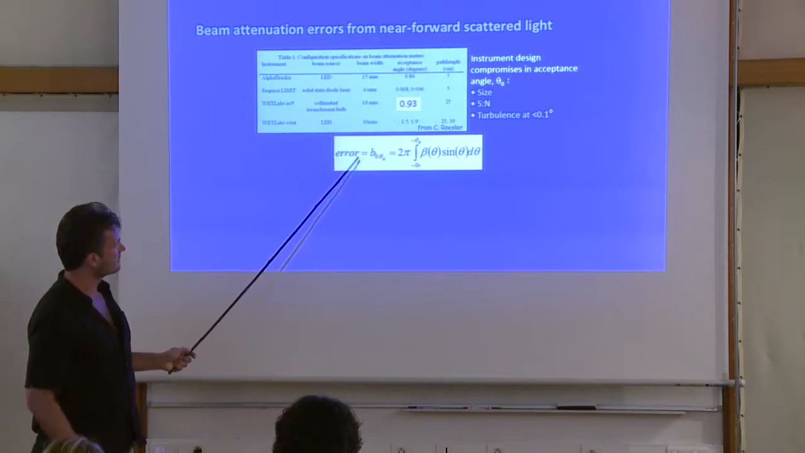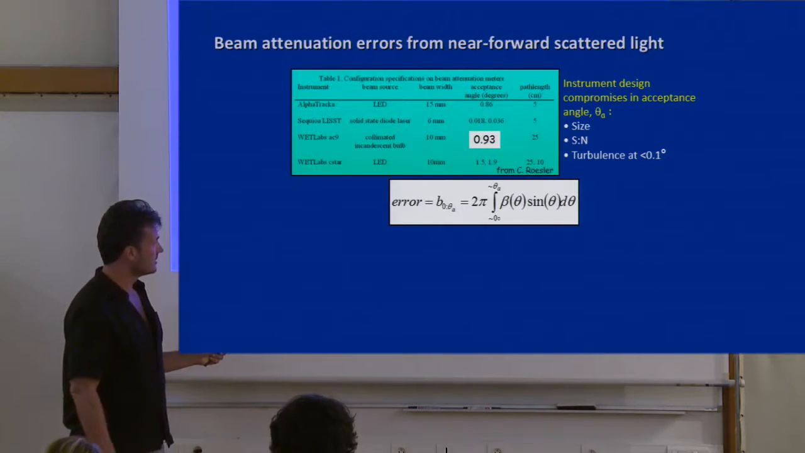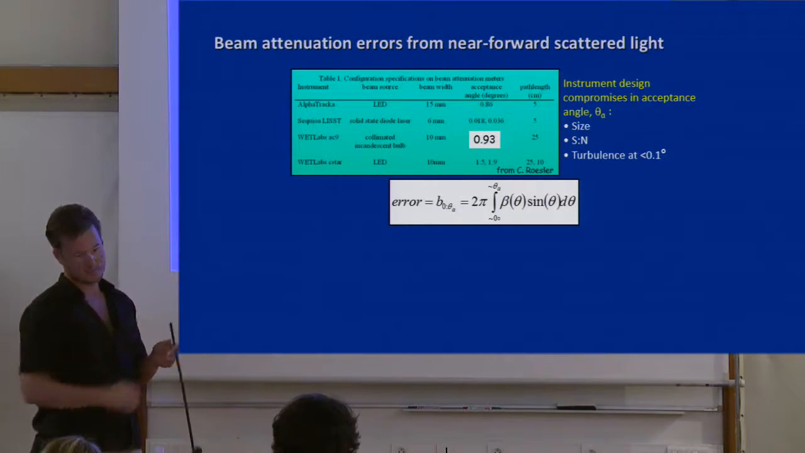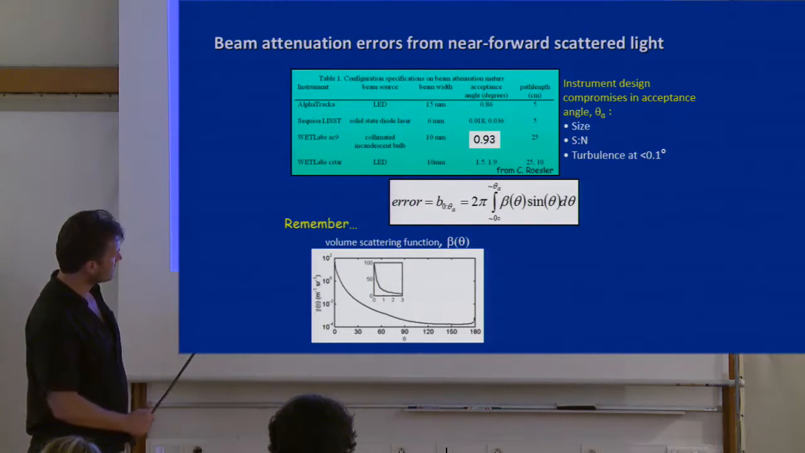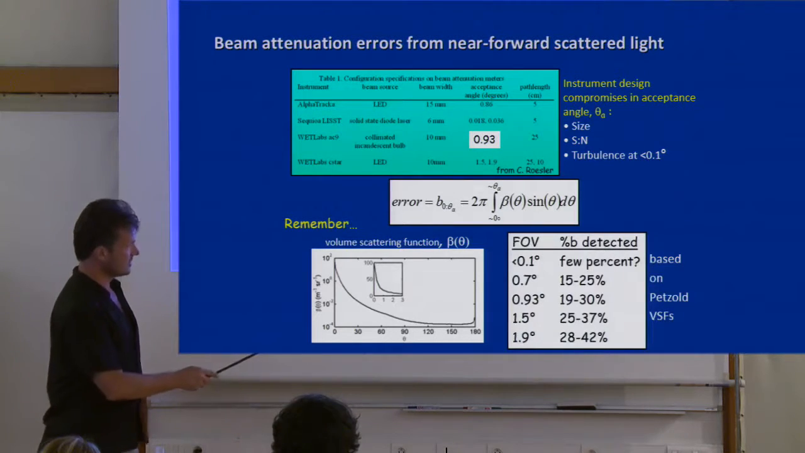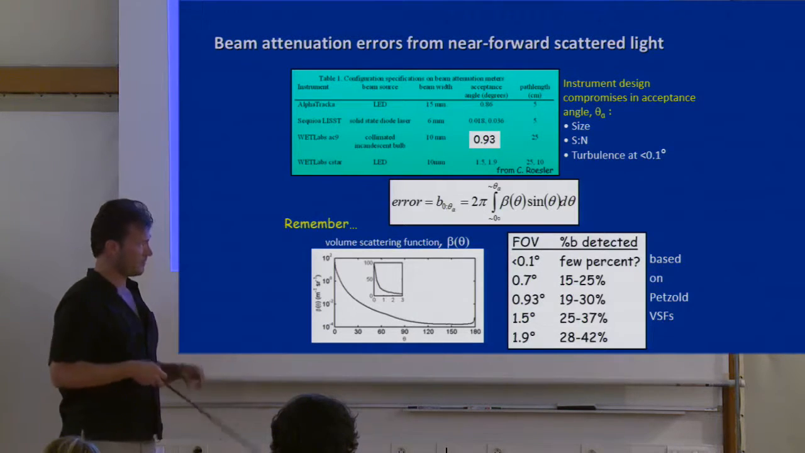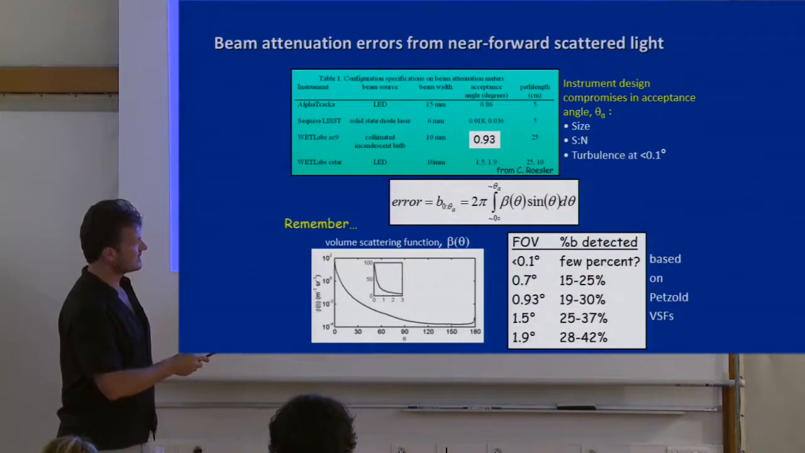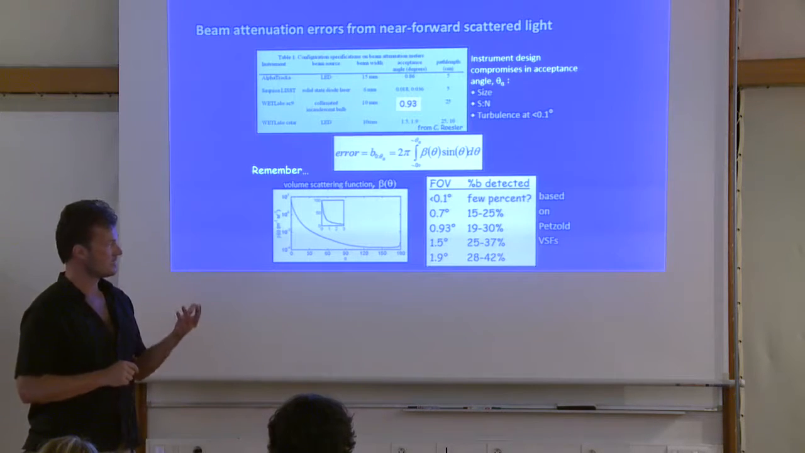And again, the error is approximately integrating your volume scattering function from zero to the acceptance angle. In practice, it's not a perfect stair step. It's going to be some kind of weighting again. And then remember, it's very, very steeply forward peaked, so the associated errors with these different acceptance angles are really remarkable. They're huge. At 0.93 degrees with an AC9 C-side, you get between 19% and 30% of the B that you're missing.